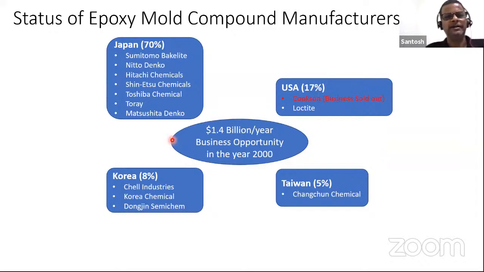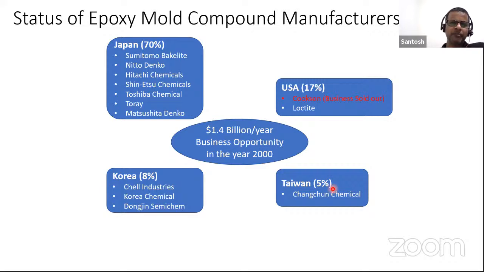So here I'm showing the players in the market in terms of mold compounds. Of course, Japan is at the forefront. This is the statistics I've taken from the year 2000. So Japan is number one in terms of mold compounds. They have a lot of players, close to 70% of the market at the time. USA is around 17%, Korea is around 8%, and Taiwan is around 5%.